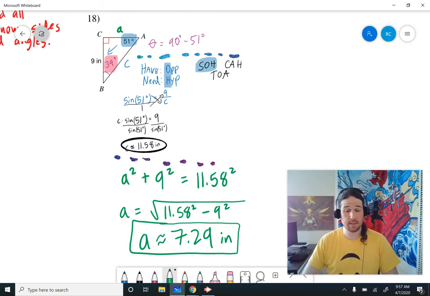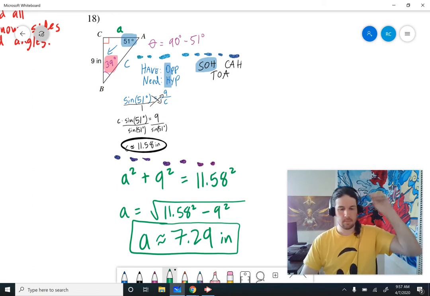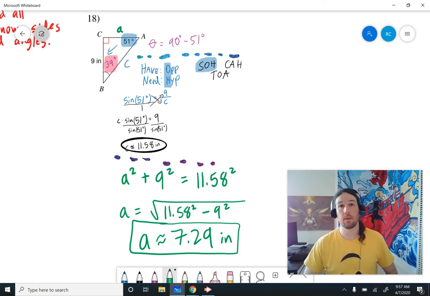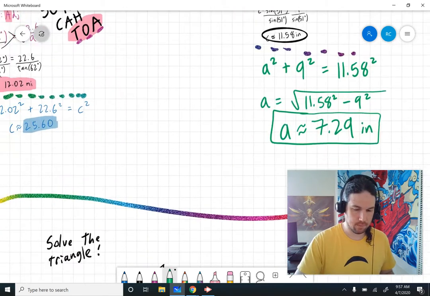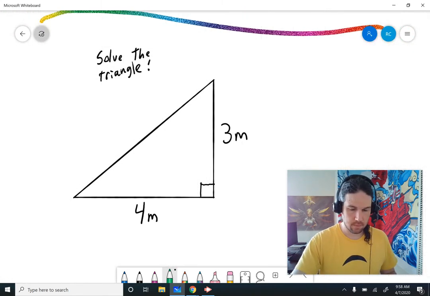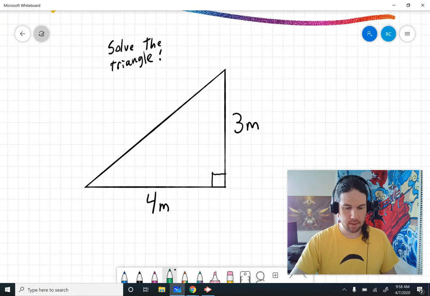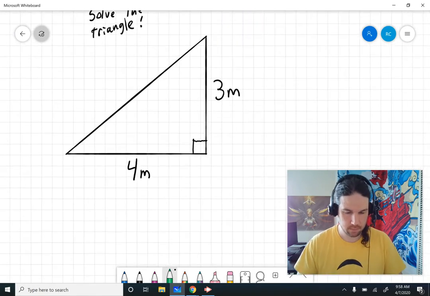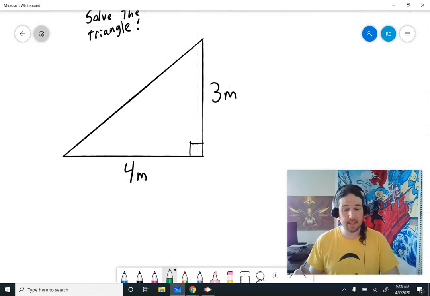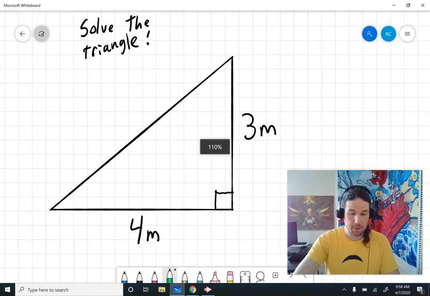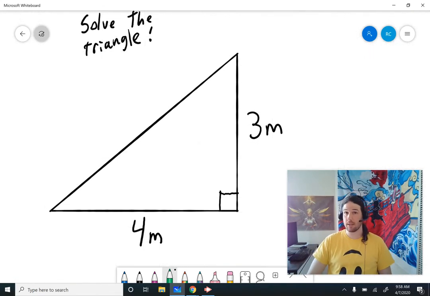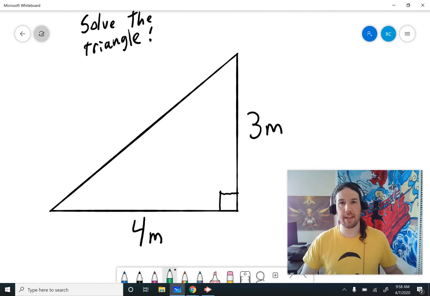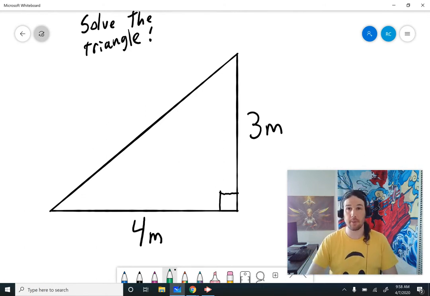And that's the second example. Okay, I got one more for you. This one I came up with on my own. Solve the triangle. Now, in this case, we are given two sides instead of a side and an angle. So we're going to have to solve for an angle, which I know is a little bit rough for some of you. So let's get that started.